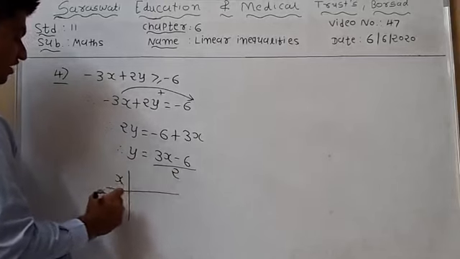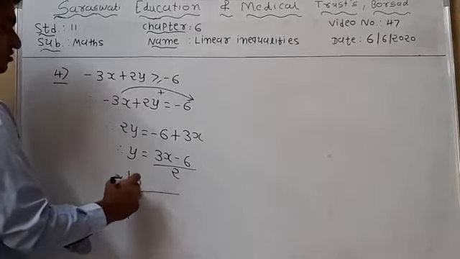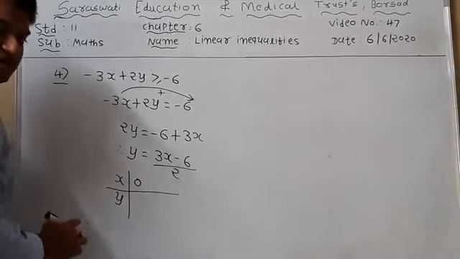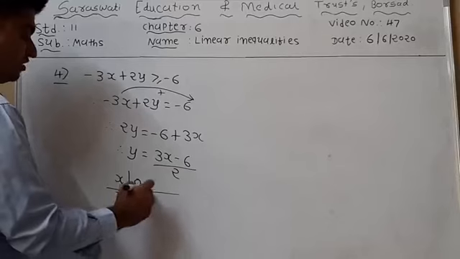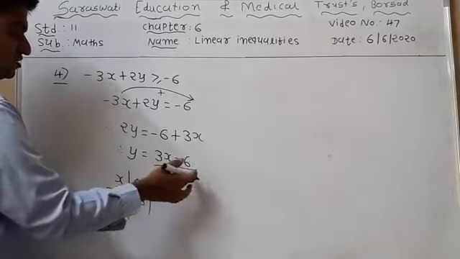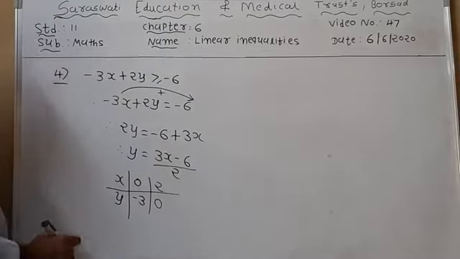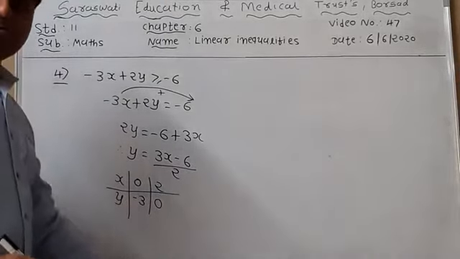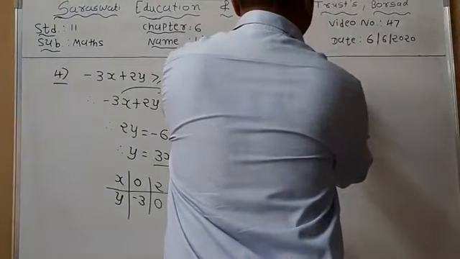Now for x and y: in place of x write 0, so 0 into 3 minus 6, that means minus 6, divided by 2, minus 3. In place of x write 2, 3 times 2 is 6, minus 6 is 0, 0 divided by 2 means 0. Now using these ordered pairs, we represent it graphically.